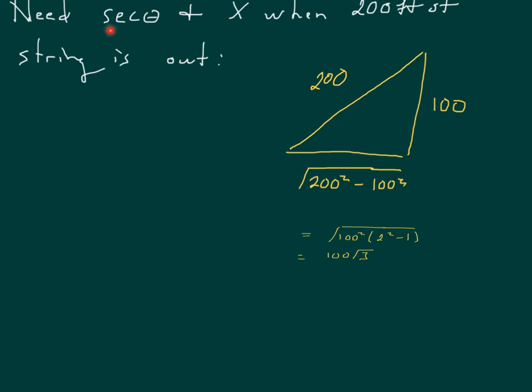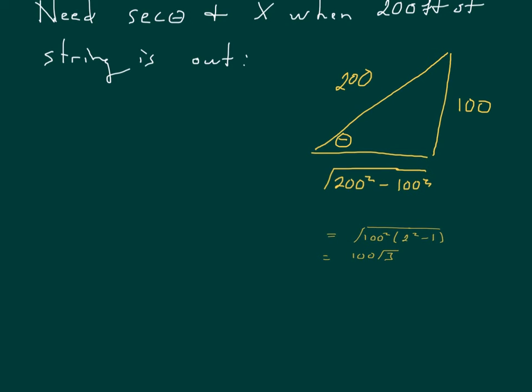We also need secant of theta when 200 feet of string has been let out. So let's see. This is fine. We know all three sides of this triangle, the lengths of all three sides of the triangle, so we could figure out any trigonometric function at theta. In particular, what's secant theta?